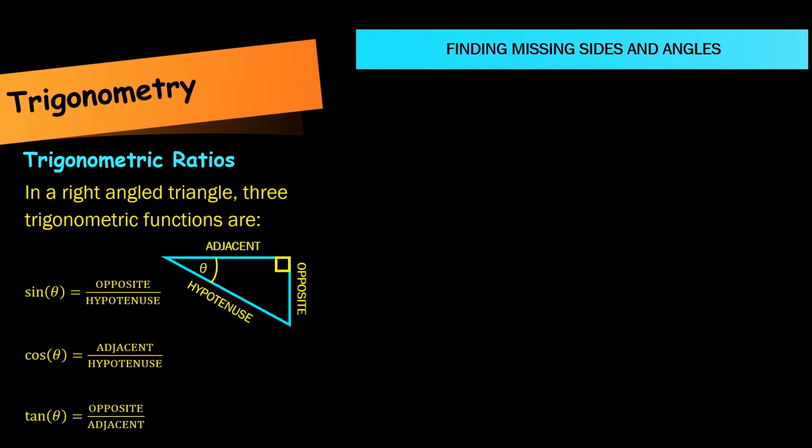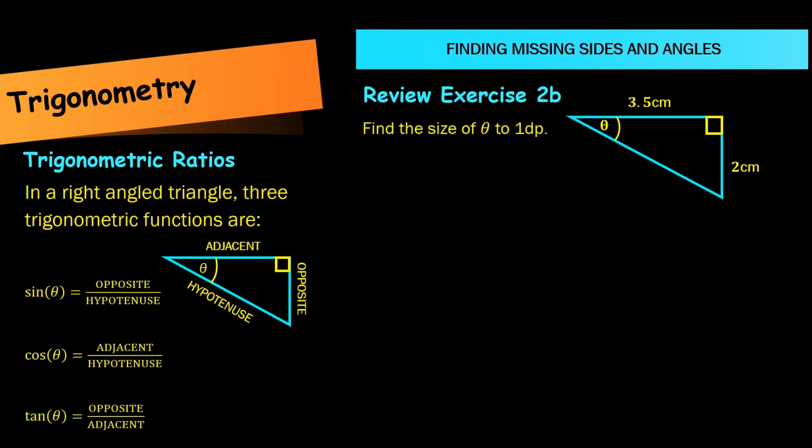For part B, we require trigonometric ratios. In a right-angled triangle, the three trigonometric functions are given on your screen as shown. So let's now take a look at review exercise 2b. Find the size of theta in the given diagram to 1 decimal place. So in this triangle, we know the length of the opposite side, which is 2 centimeters, and we know the length of the side adjacent to the angle theta, and we are required to find this missing angle theta.